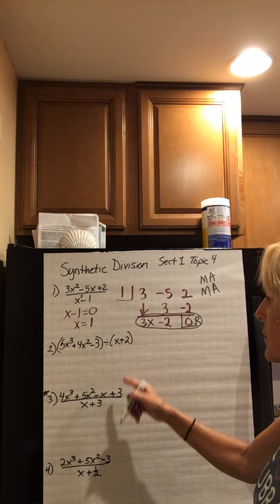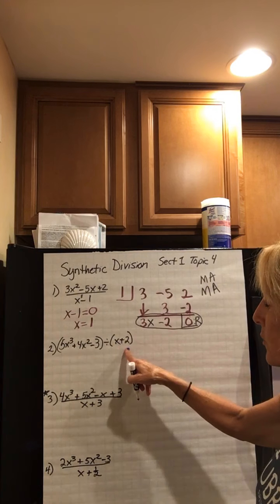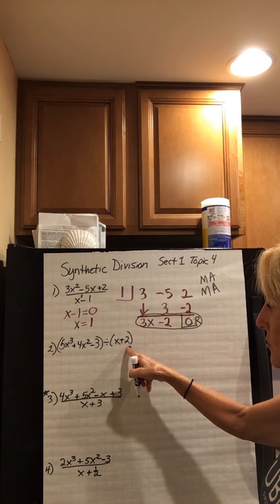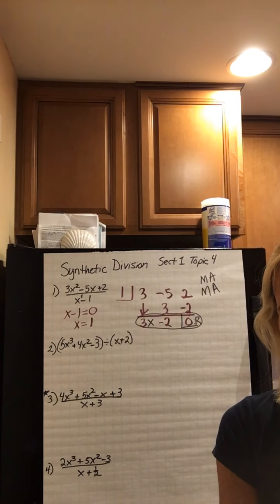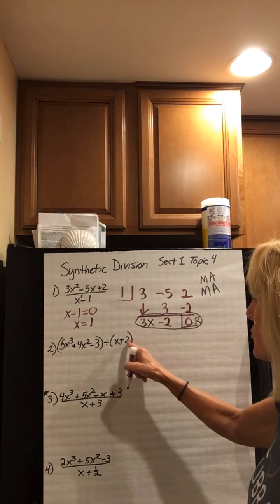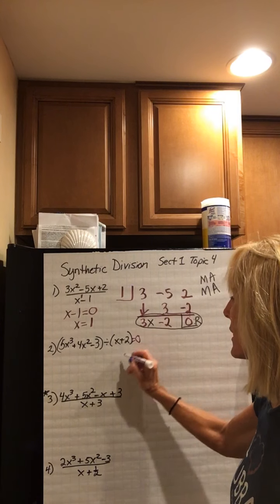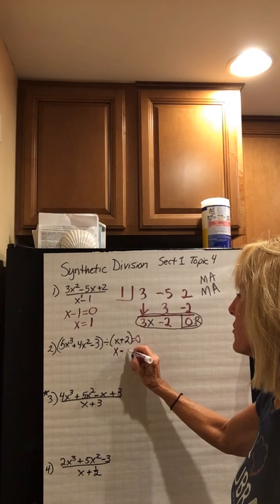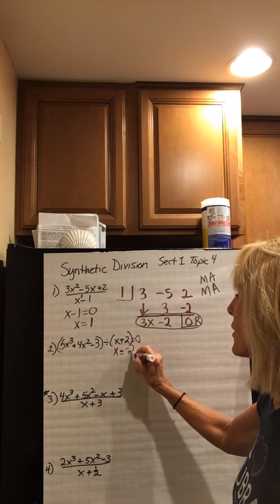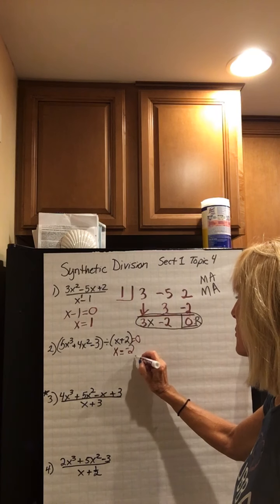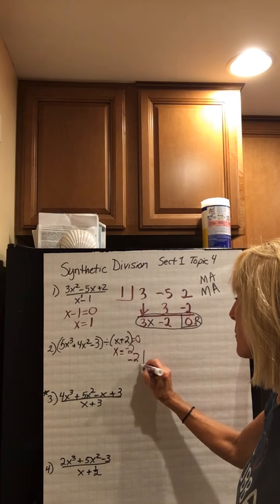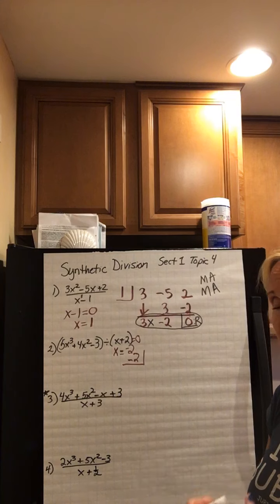So let's do another one. This one's written sideways. Again, this is your divisor. Step 1 is to find my 0. I take x plus 2 and set it equal to 0, and I get x equals -2. So that's going to go in my box. I box off -2. That's the one you always multiply by.